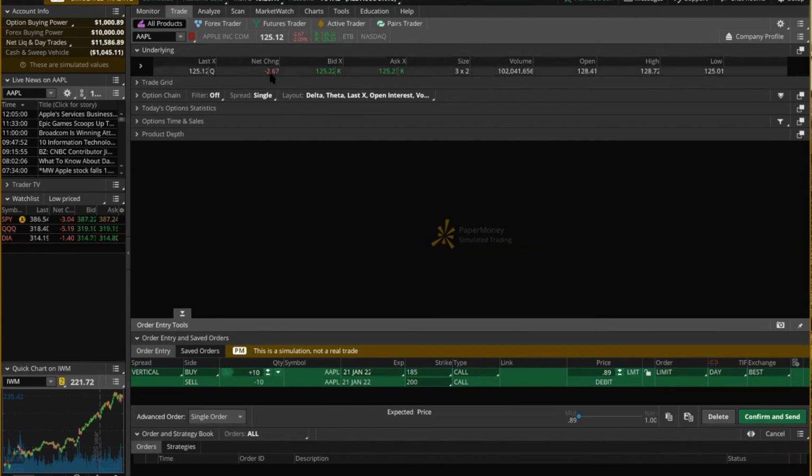So that's why you could see the net change was minus $2.67, because it was from the high to the low of when it opened and the close.